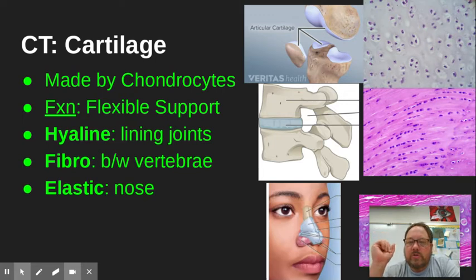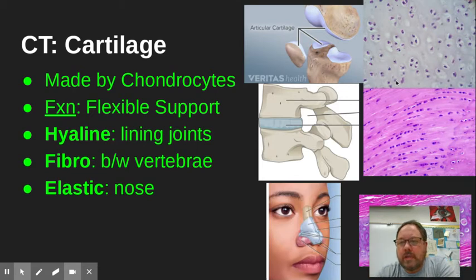The first type of cartilage we'll look at is what's called hyaline cartilage. Hyaline cartilage is the smooth, glossy cartilage that covers the ends of long bones. Like in your joints, your fingers, your elbows, your knees, the ends of the bones are covered in hyaline cartilage. Again, it's real smooth and glossy, so it reduces friction when the joints are moving.